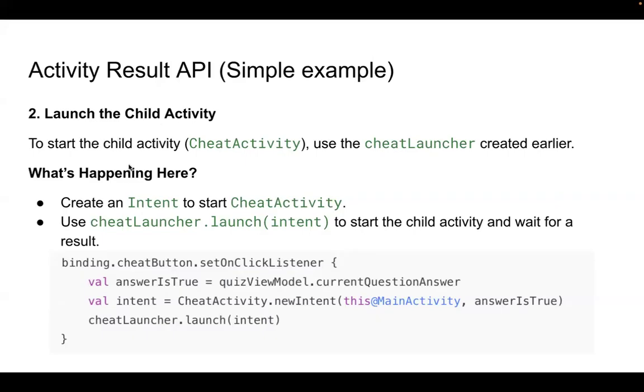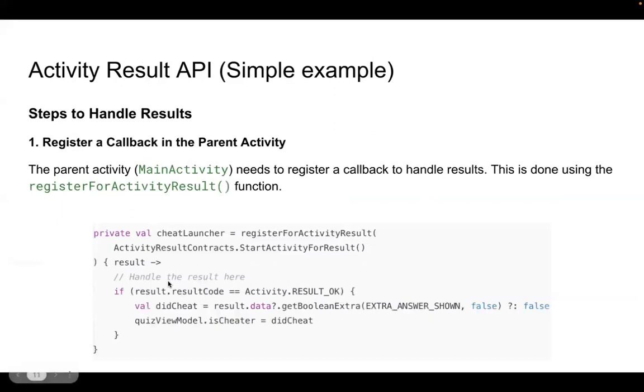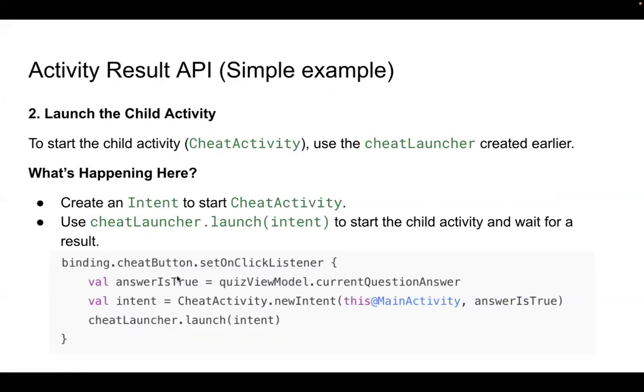Launch the child activity. Before, how we did that was this way, right? So this is not the best practice. We're not going to do that. From now on, what we're going to do is bind the cheat button. After you click on the cheat button in the main activity, it's going to give you the answer. It's going to pass this answer. And then you're going to create this cheat activity, that new intent.